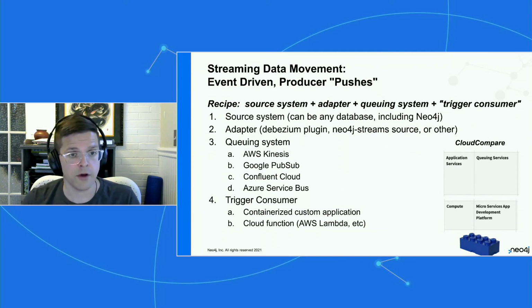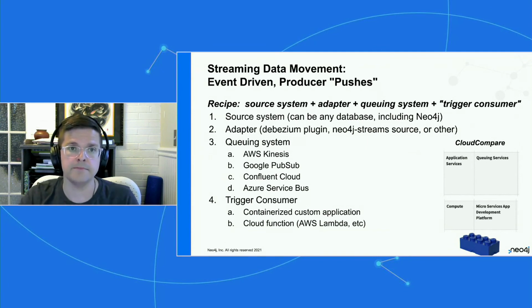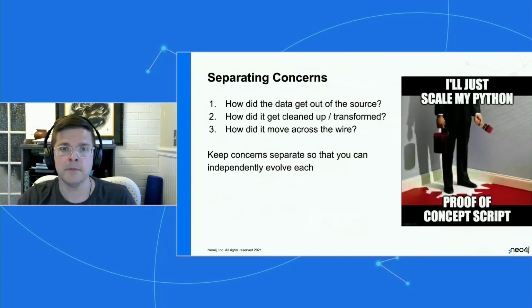Now, again, if you want to crosswalk this for your technology needs, check out Cloud Compare and go to these categories of offerings. Look for queuing services and microservice app development platforms. When I say queuing system, they're saying queuing services. And when I say trigger consumer, that's where microservices app development kind of comes in.